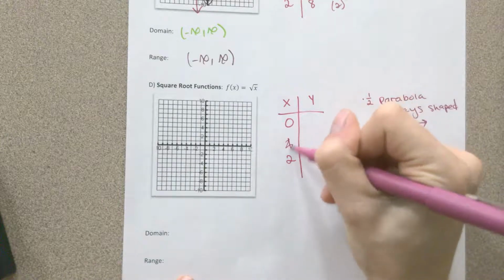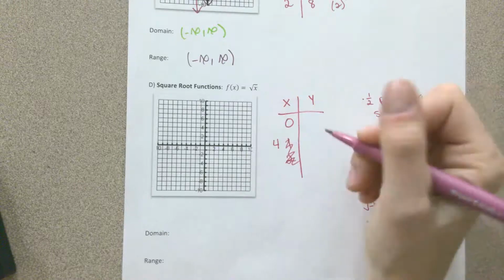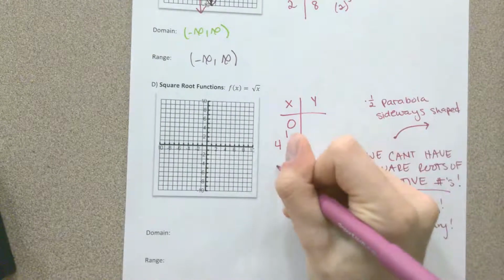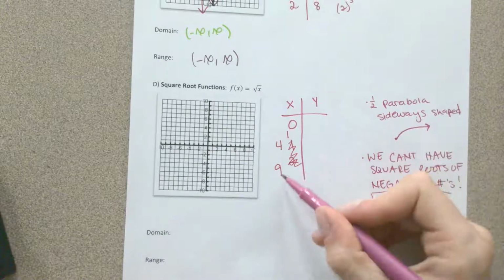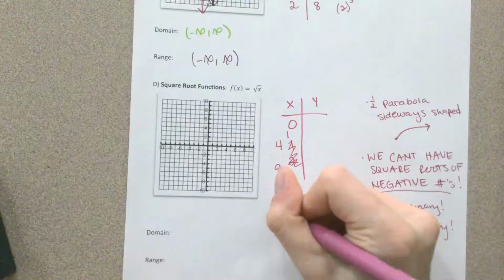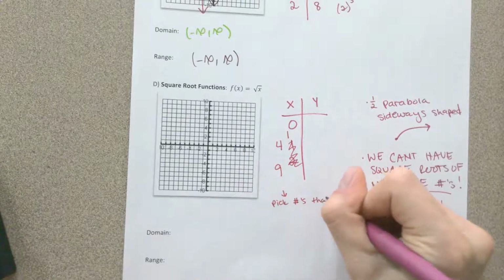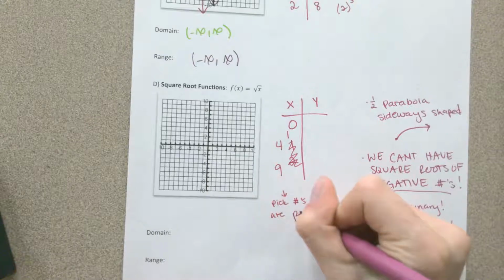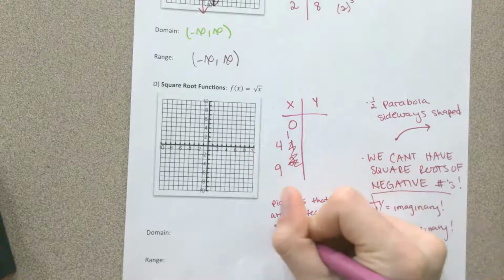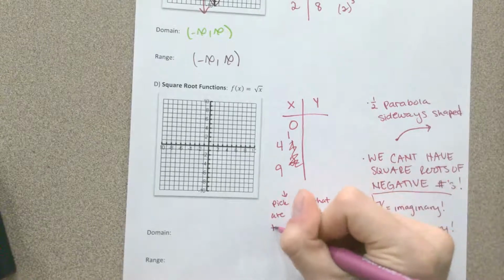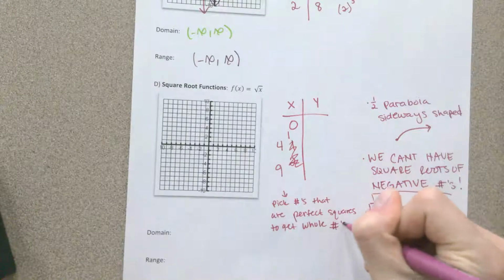Actually, I'm gonna do 0, 4, 1, and 9. So if we pick numbers that are perfect squares, pick numbers that are perfect squares, we get whole numbers to plot.